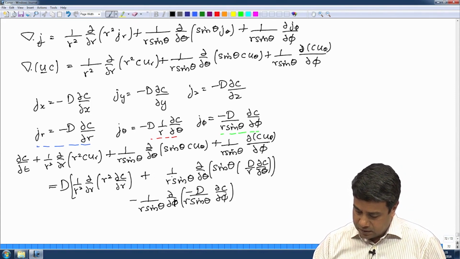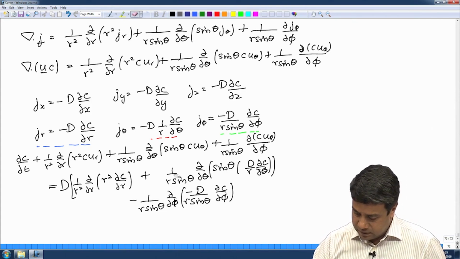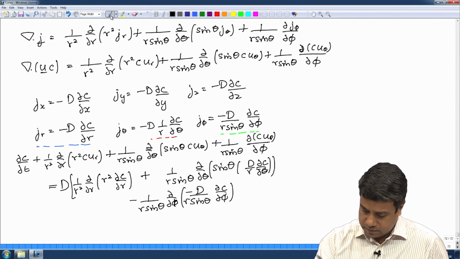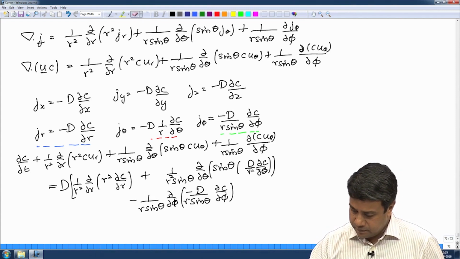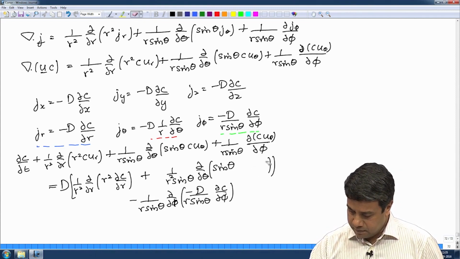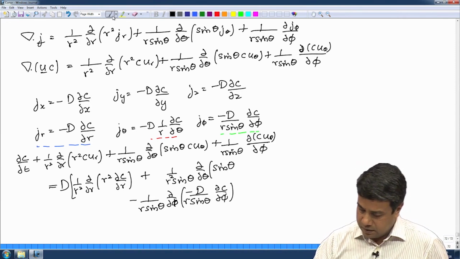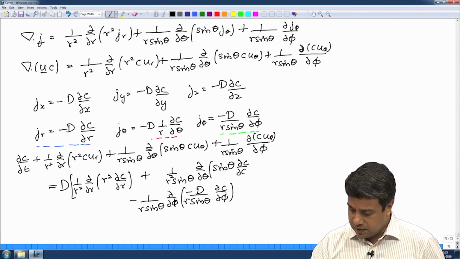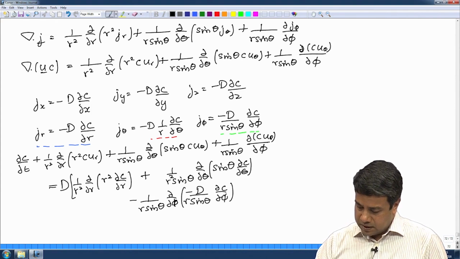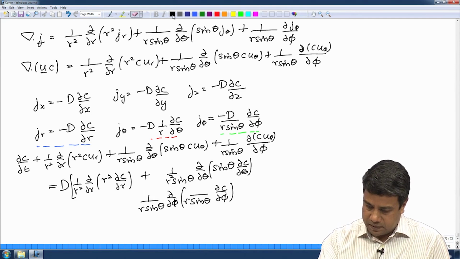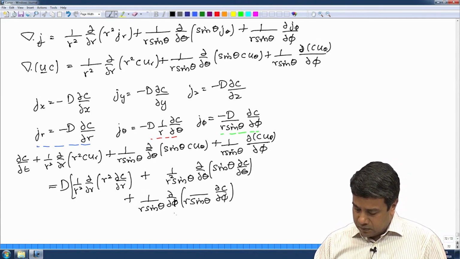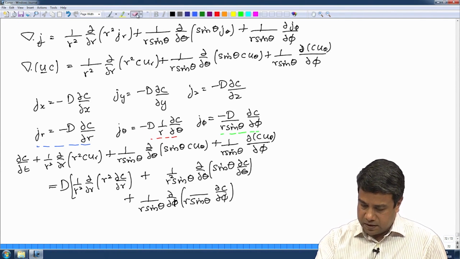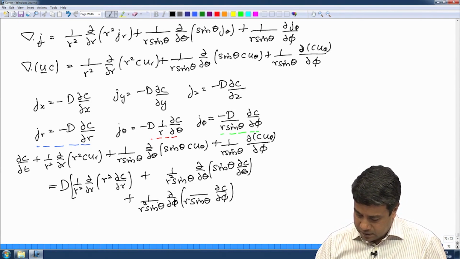And I can take this r out. So, I get 1 over r square sin theta, sin theta partial c by partial theta. And once again I take the d out on the last term. I get a plus sign here. And 1 over r square sin square theta comes out, sin square theta.